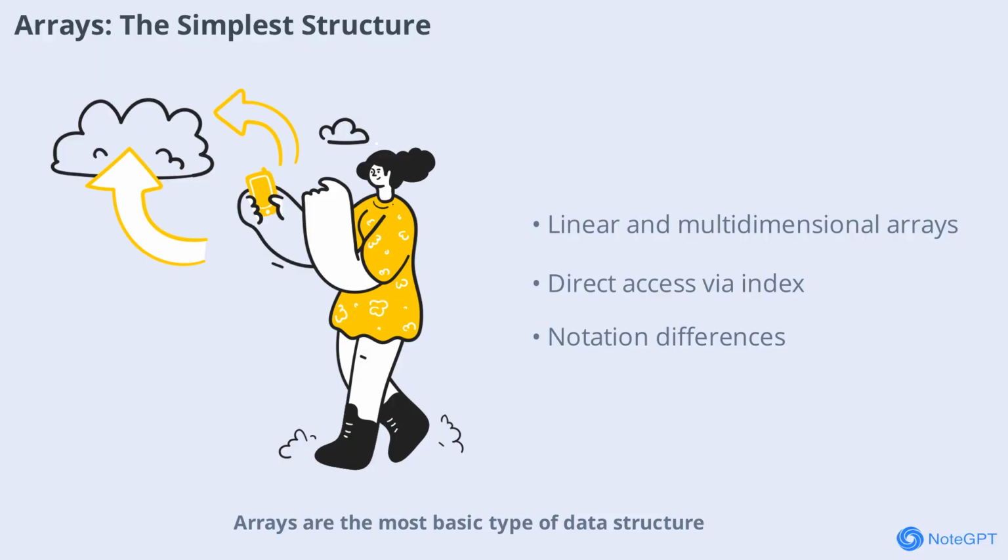Arrays are the most basic type of data structure. A linear or one-dimensional array is simply a list of similar data elements, each referenced by a unique index or subscript. For example, an array called student might store the names of 6 students, with student 1 representing the first student. Arrays can also be two-dimensional, like a table of sales data for multiple stores and departments. The notation used, parentheses, brackets, or subscripts, depends on context, but the concept remains the same. Arrays are efficient for accessing elements directly but can be less flexible for insertions and deletions.